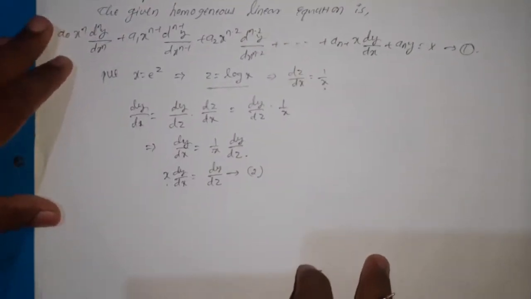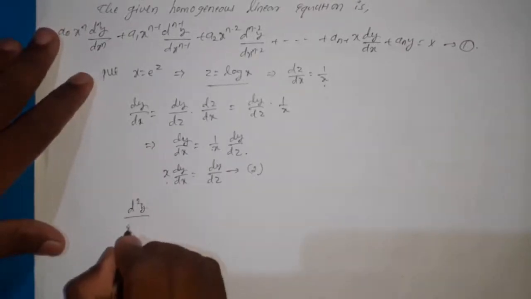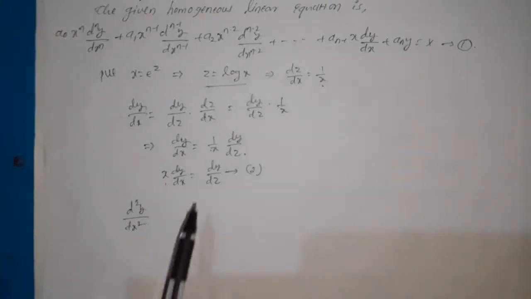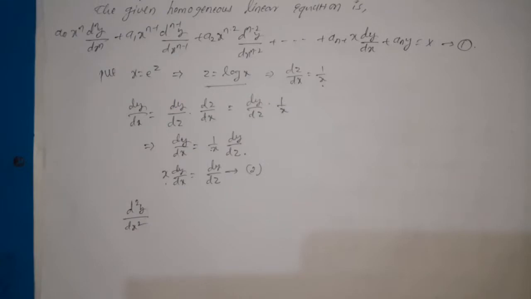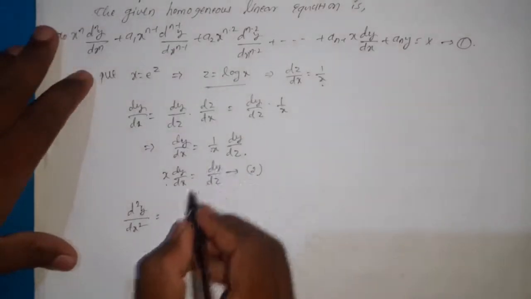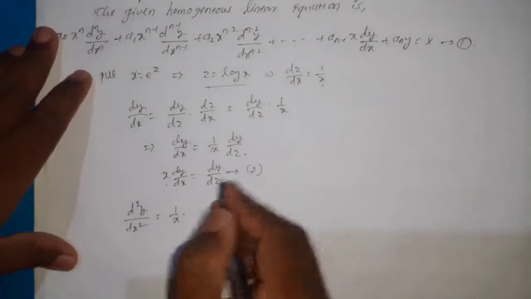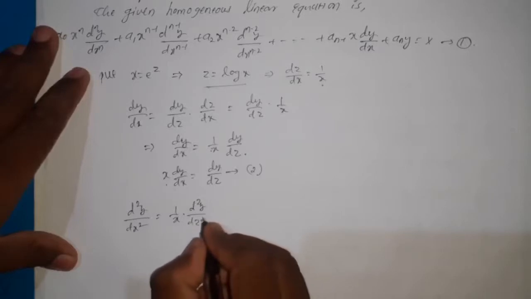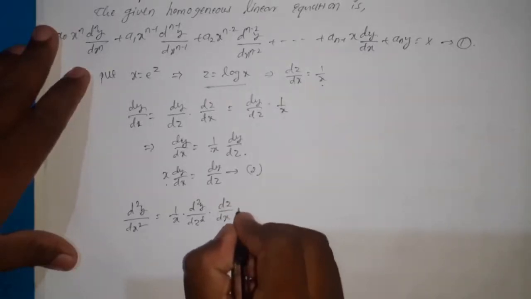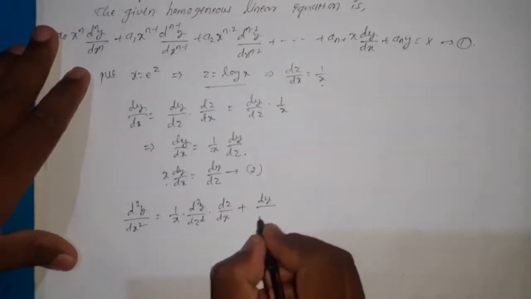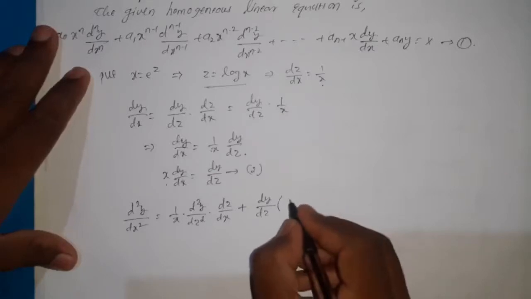Now let us consider the second order derivative of y, that is d square y by dx square. Here already we have dy by dx equal to 1 by x into dy by dz. Then the same function must be differentiated once more to get d square y by dx square. In dy by dx we have two functions, one is 1 by x and one is dy by dz. So let us differentiate that. First function 1 by x as it is, then differentiation of dy by dz is d square y by dz square into dz by dx, since z must be differentiated with respect to x, then plus the second function as it is, that is dy by dz, then differentiation of 1 by x is minus 1 by x square.